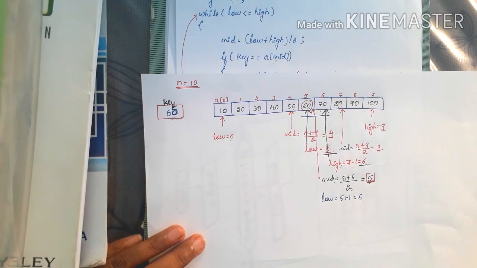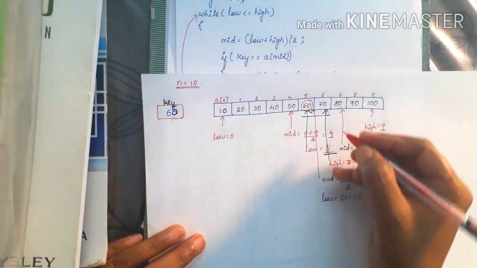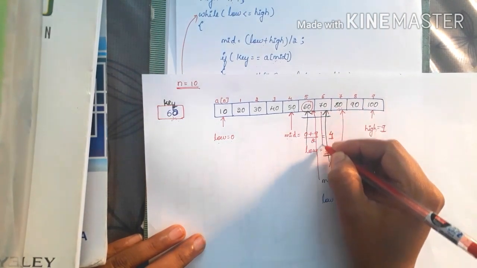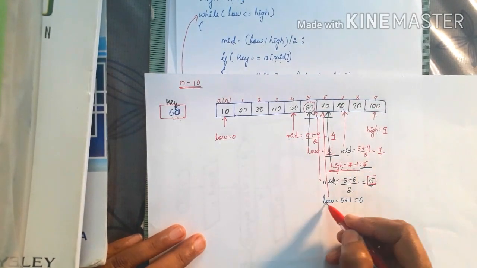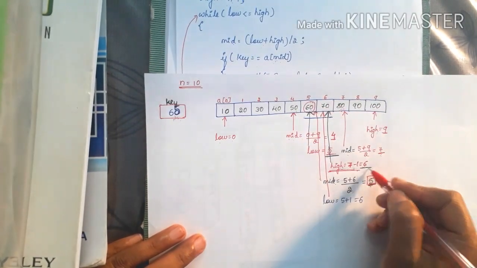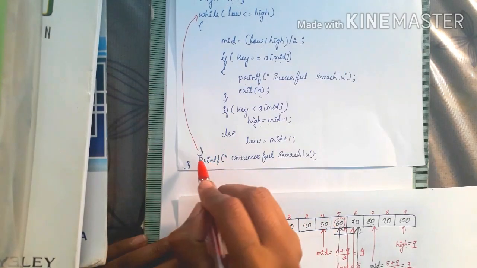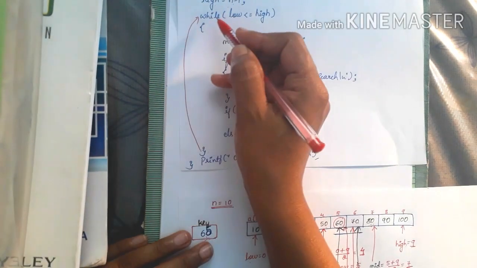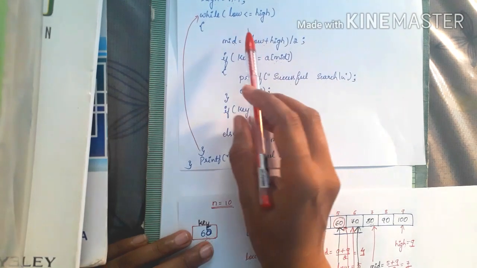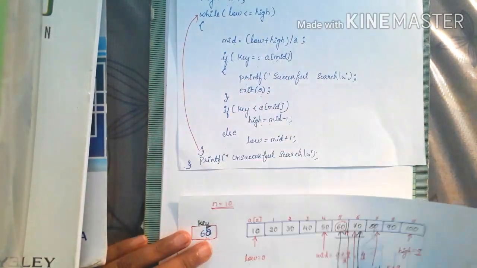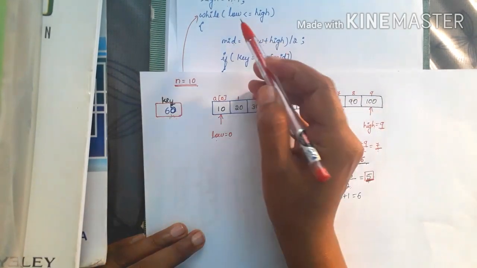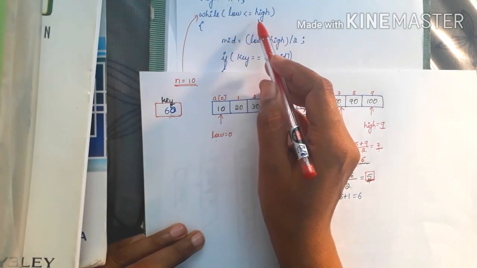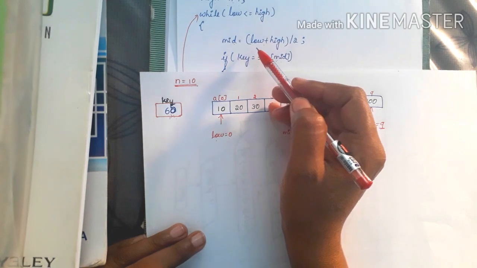Now the variable low is also pointing to the same position as high, that is, both low and high are pointing to the same position. Then end of while means control returns back to the while loop. Then, while low is less than or equal to high, yes, because low value is 6 and high value is also 6. 6 is less than or equal to 6, the condition is true. Control enters the while loop.